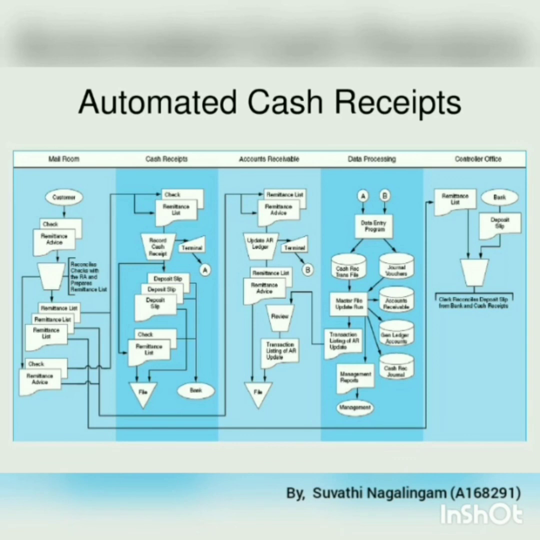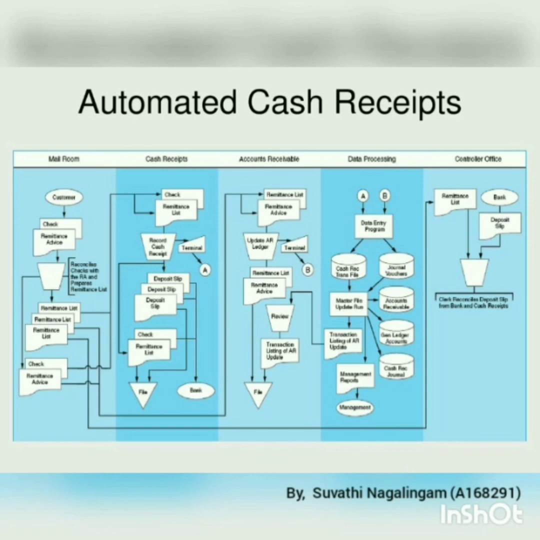Accounts receivable department. The AR clerk receives and reconciles the remittance advice and remittance list. Via terminal, the clerk creates the cash receipt transactions file based on the individual remittance advice. The clerk then files the remittance advice and then the remittance list.